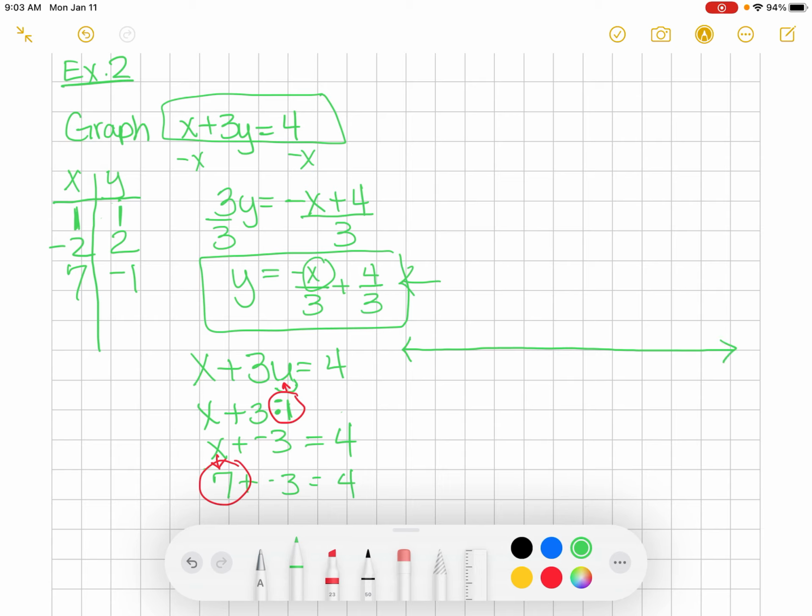So then my y is -1 to 2, so it's really short. I'm just going to draw it a little bit taller. Okay, so there's 1, 2, 3, 4, 5, 6, 7.